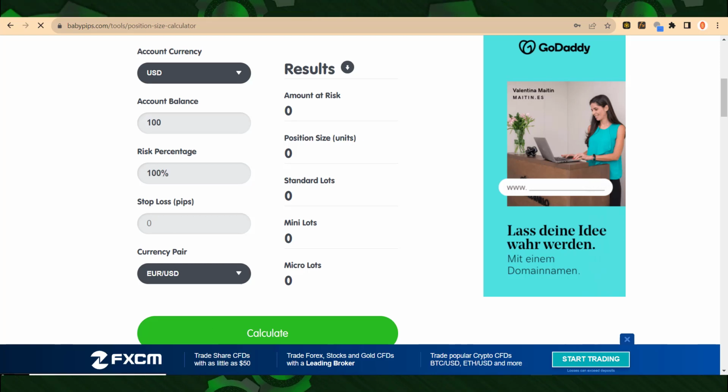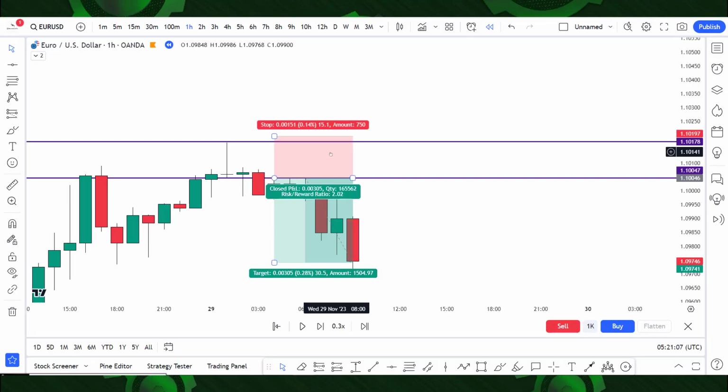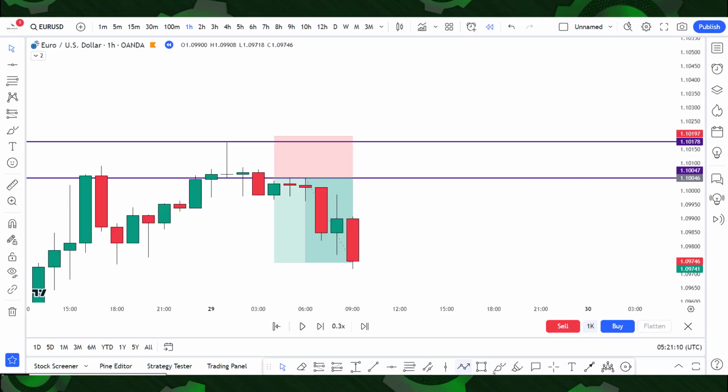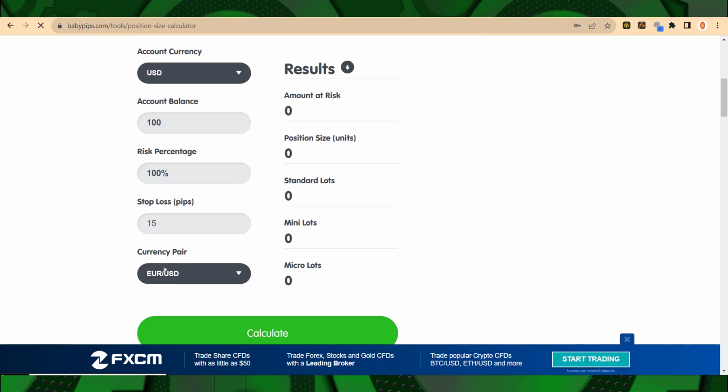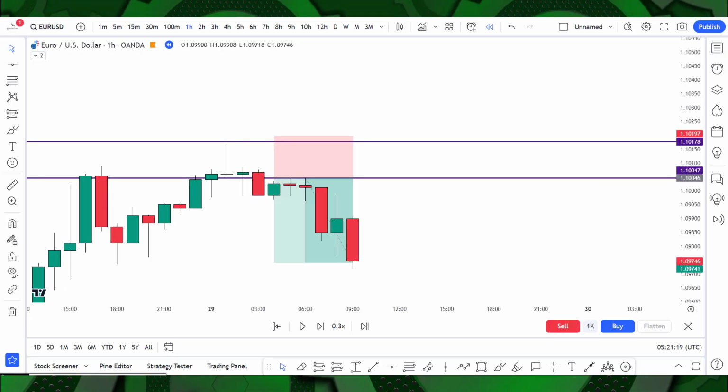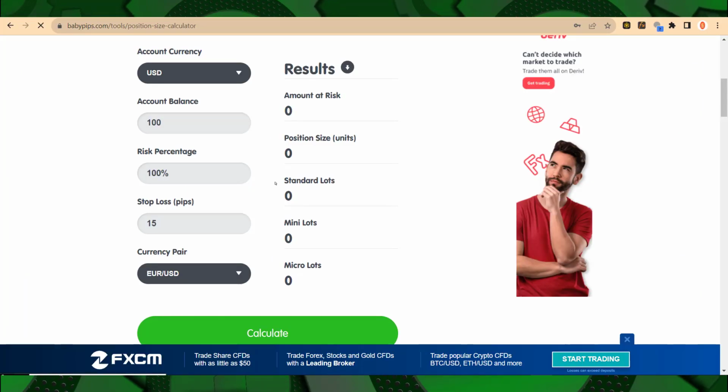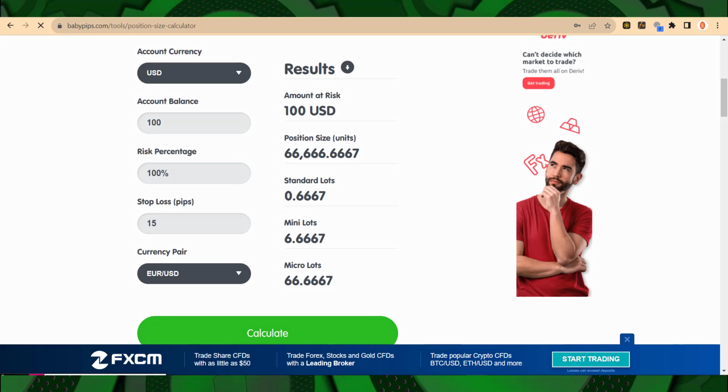What's the lot size? You go back to your setup. The stop loss is 15 pips. You go back here and put your stop loss of 15 pips. And then what's the currency pair you are trading? We are currently trading EUR/USD. You put in EUR/USD and then you click on calculate. Once you click on calculate, this is the one that you are going to use.